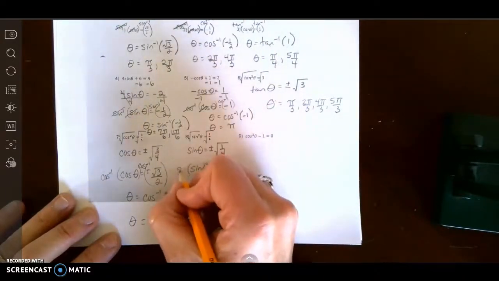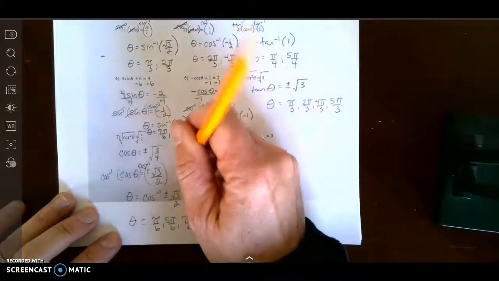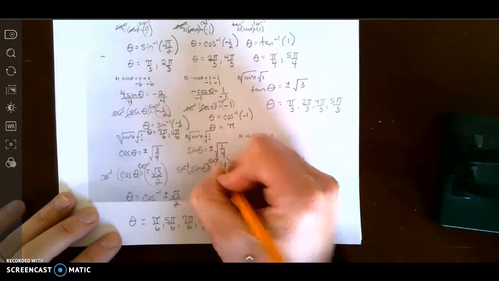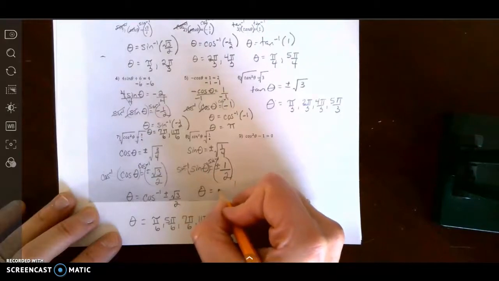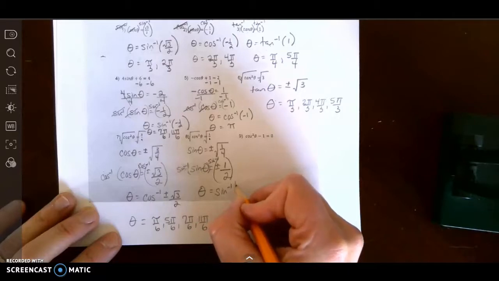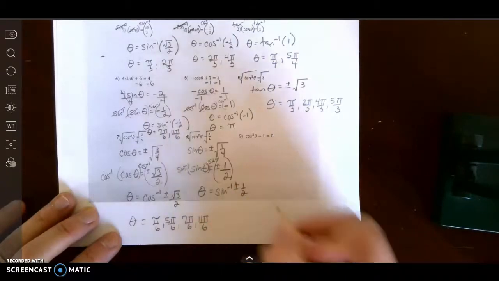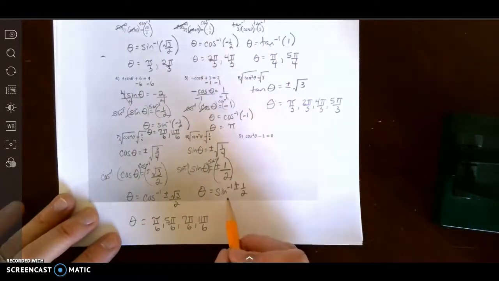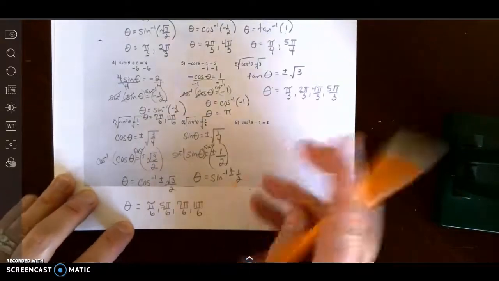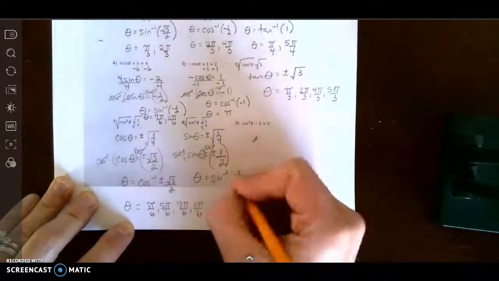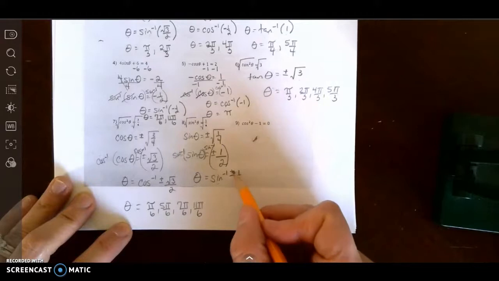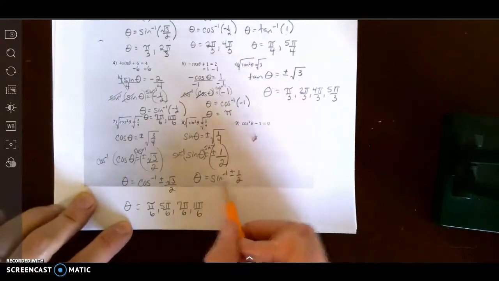Take the inverse of each side. Theta equals the inverse sine of plus or minus 1/2. So I need to look for all the places on my unit circle where the y-coordinate, sorry, I'm just straightening this up a little bit, where the y-coordinate is 1/2, whether it's plus or minus. I'm looking for y-coordinates that are 1/2.